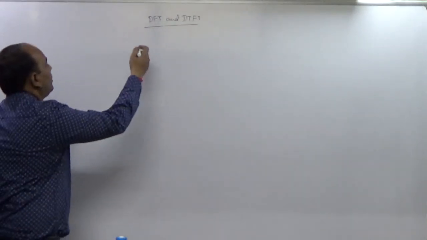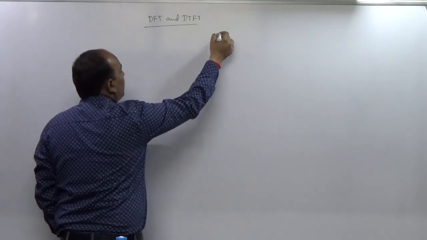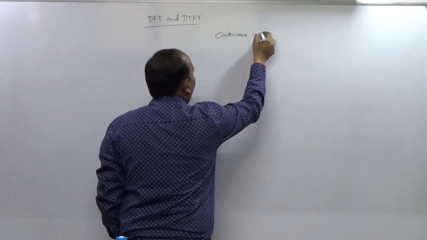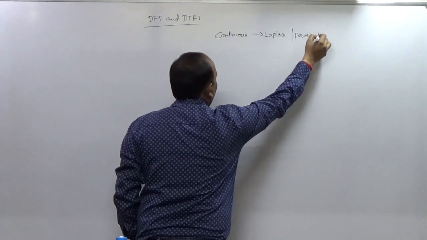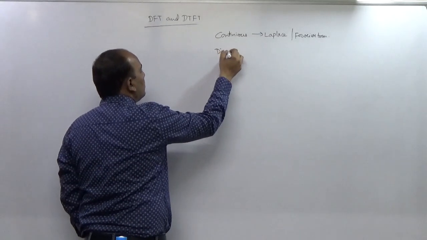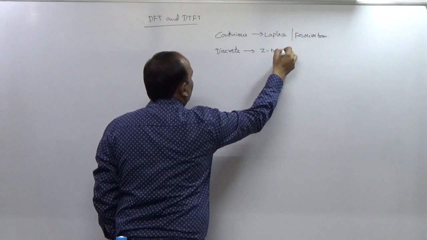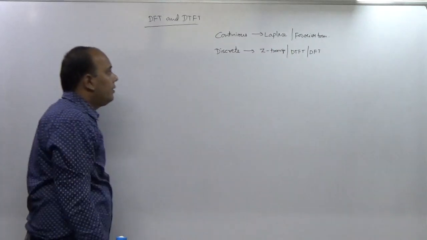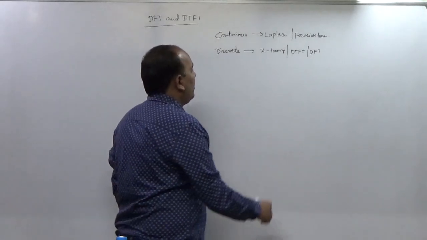Okay, the next part of discussion is DFT and DTFT. For continuous time signals, we are using the Laplace transform and the Fourier transform. For the discrete time signal, we use the Z transform, DTFT and the DFT. So there are three types of transforms for the discrete case: the Z transform, DTFT and the DFT.